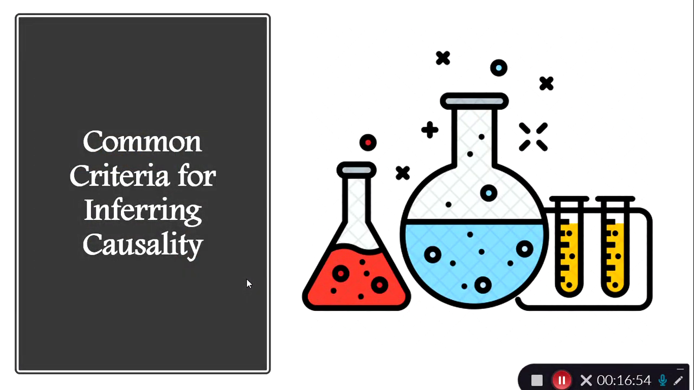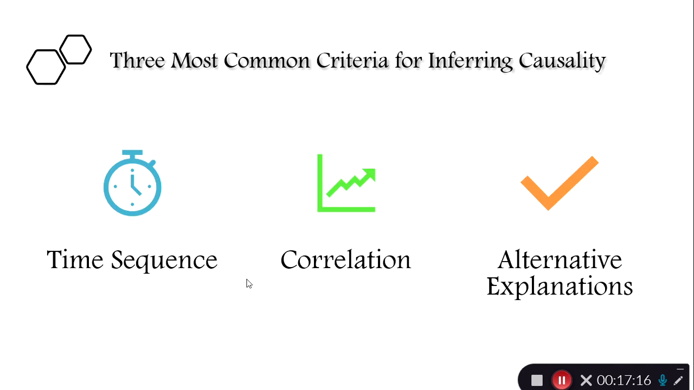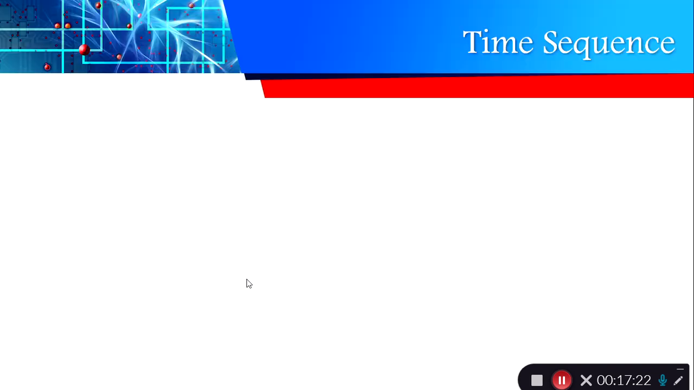So let's look at this idea of causality a little further, because there are some common criteria for inferring causality that we need to be aware of. There are certain conditions under which we can make these causal inferences, and we have to be sure that we at minimum meet these three criteria in order to be able to make any causal inferences. So the first criteria is time sequence, the second is correlation, and the third is alternative explanations.